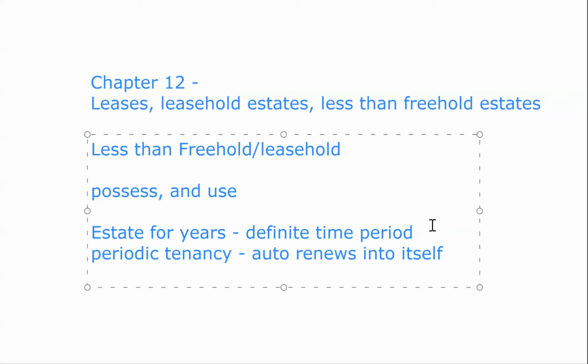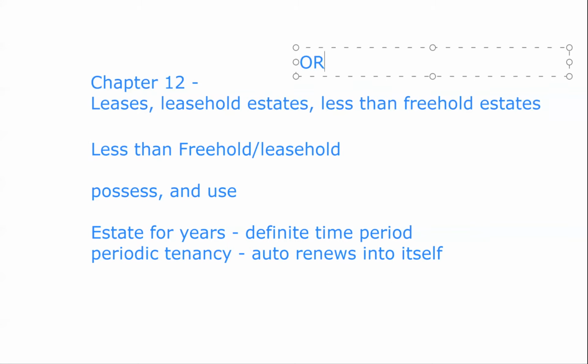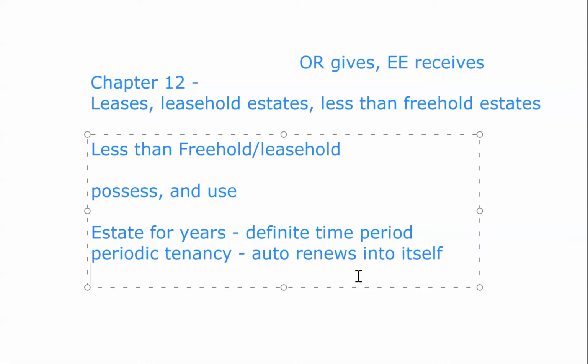So let me ask the question, who is the lessor and who is the lessee? So the lessor, remember this, OR gives, EE receives, okay? And I'll put that up here. OR gives, EE receives. So when we're talking about this situation, the lessor is giving the leasehold interest. The lessor is the landlord or the freehold estate owner, okay?